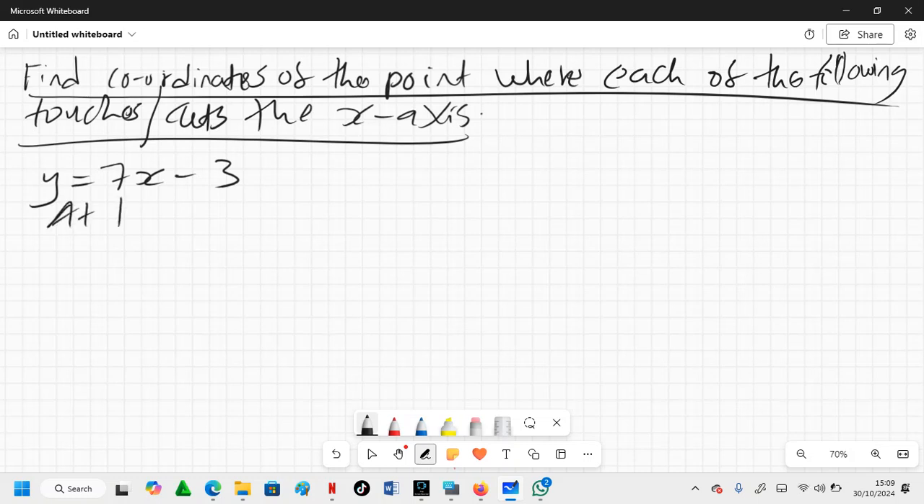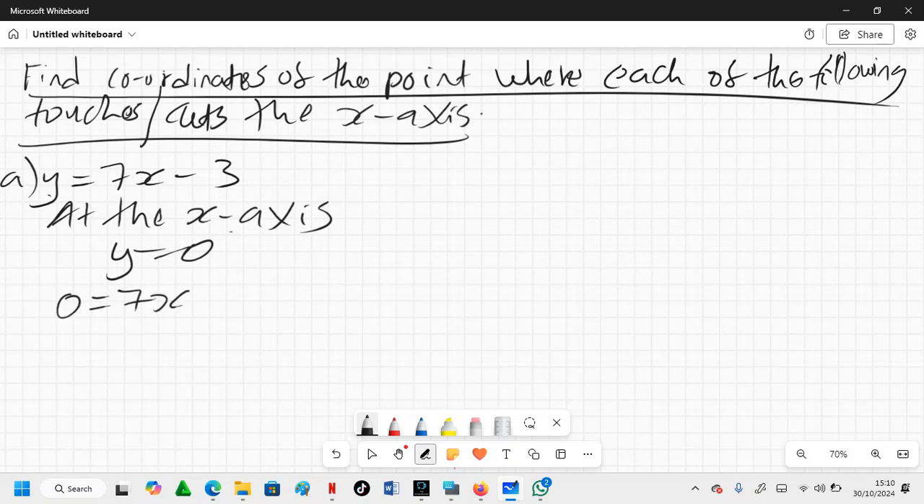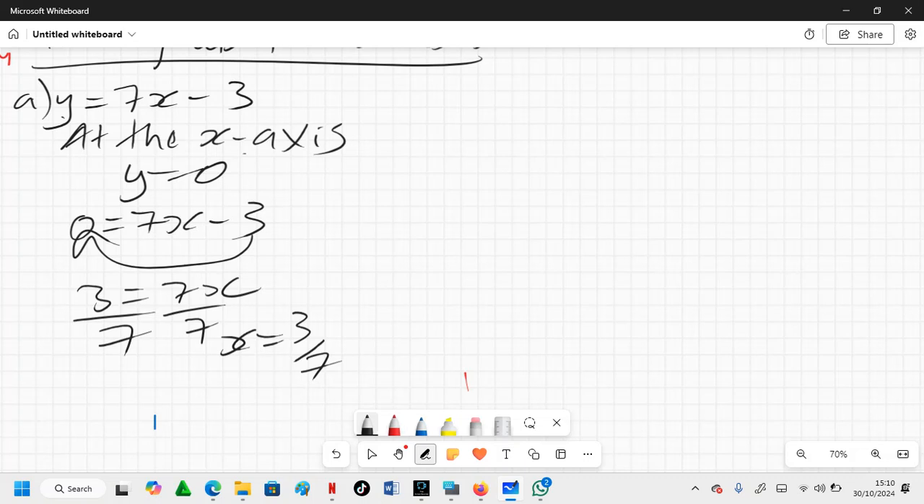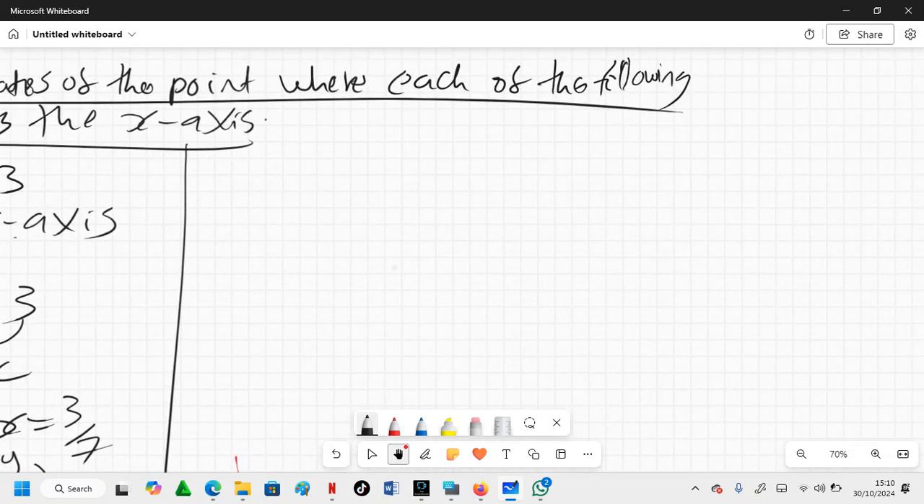And we know that at the x-axis, y is 0. So y is 0 there. So 0 is 7x minus 3. That one goes there. So we have 3 is 7x, over 7 over 7. X becomes 3 over 7. So for the point, you'll have to write it together with the value of y. So it is going to be 3 over 7, 0, right? X is 3 over 7, y is 0. At the x-axis, y is always 0.